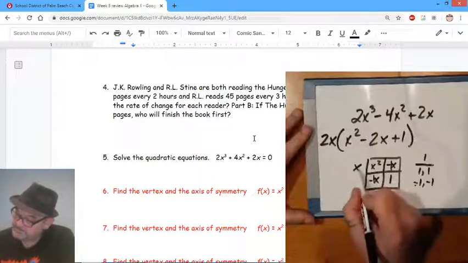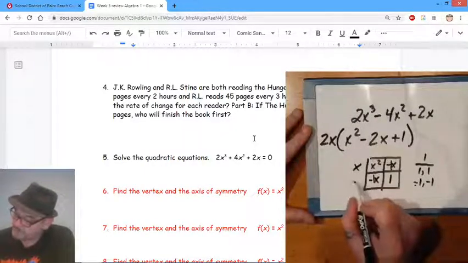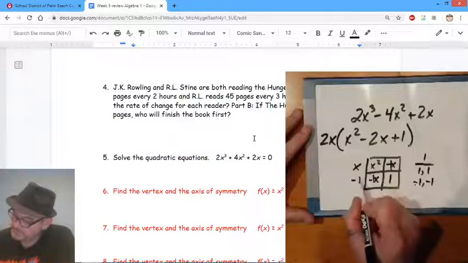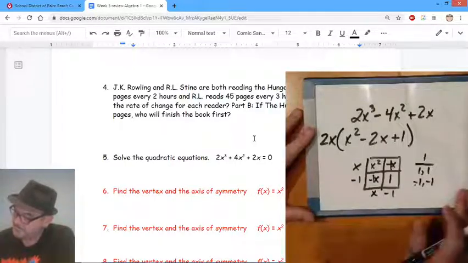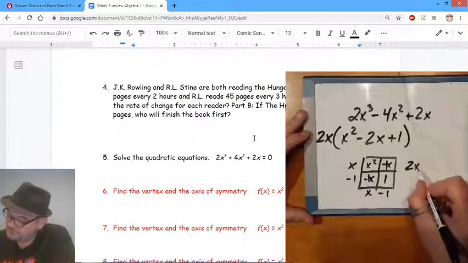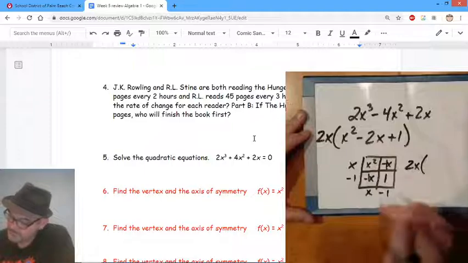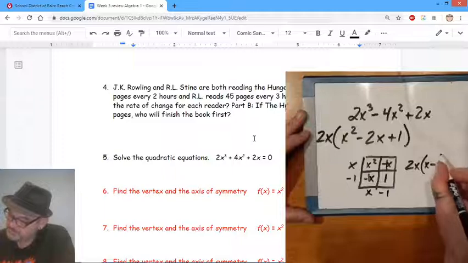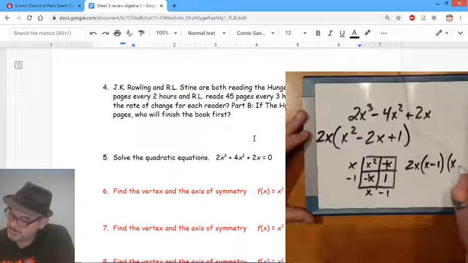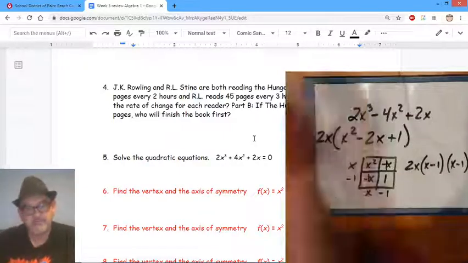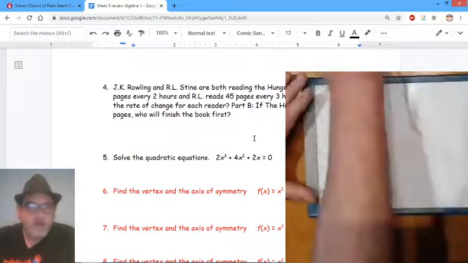Right? And I ended up with what? Greatest common factor is x. And this is minus 1, x, and minus 1. So I get 2x, x minus 1 here, x minus 1 here. And there you go. That would be how it would solve out. Simple. All right?